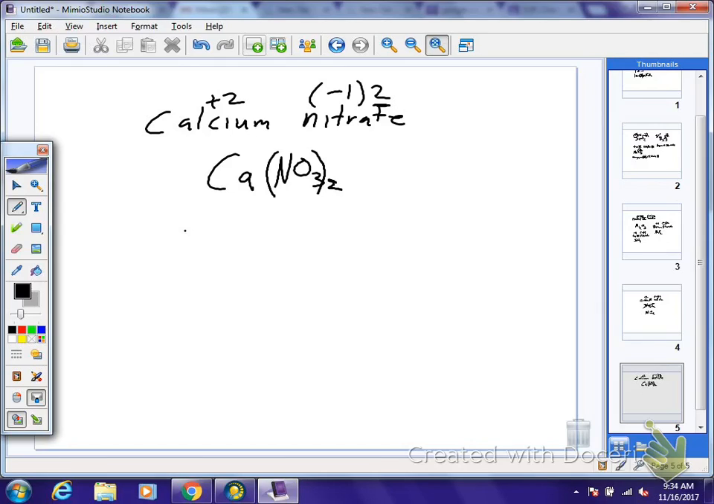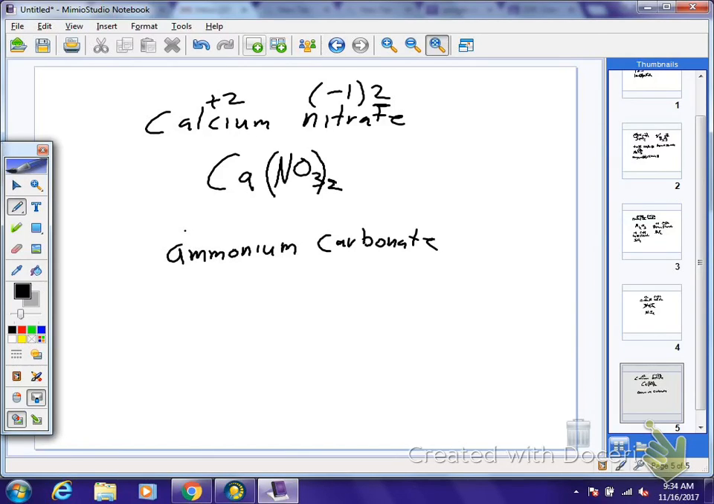Okay, so that's how these are different from the ones we did. We didn't use parentheses. These will use parentheses if we have to show 2 or more. All right, let's do another one. Ammonium carbonate.